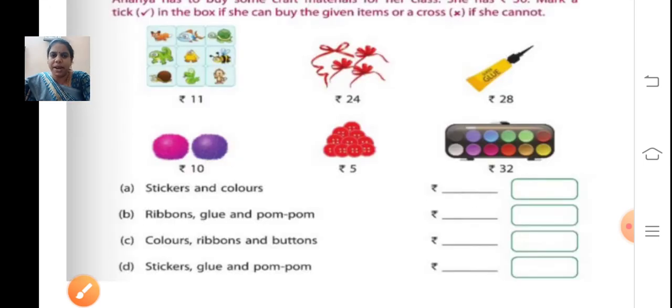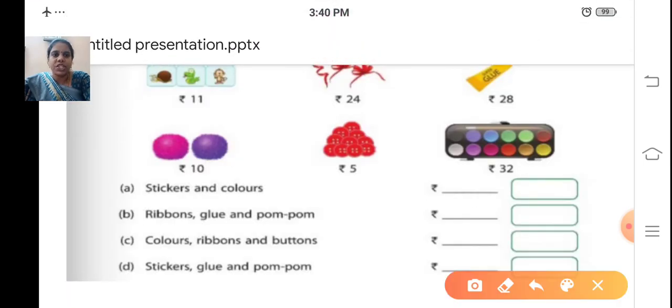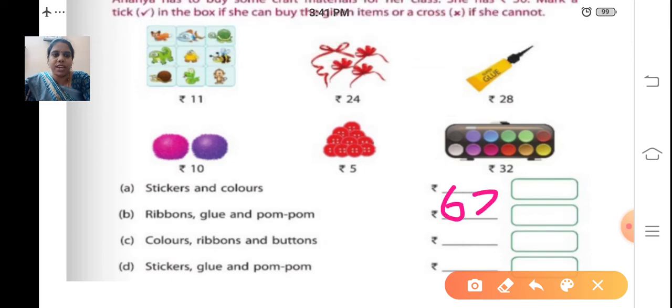Can she buy that? Just see, she is having only 50 rupees. Can she buy that? No, right? So just cross that.